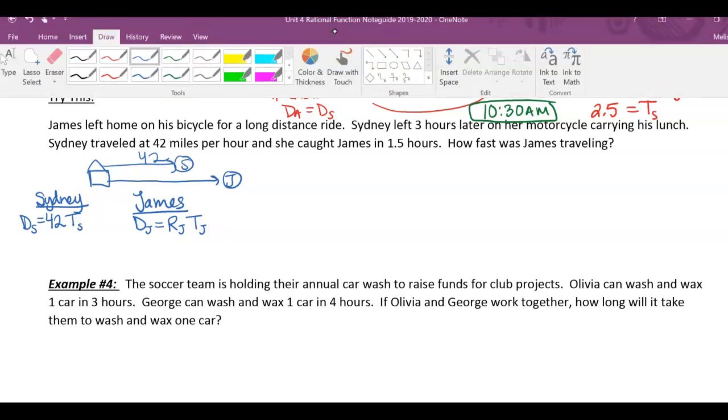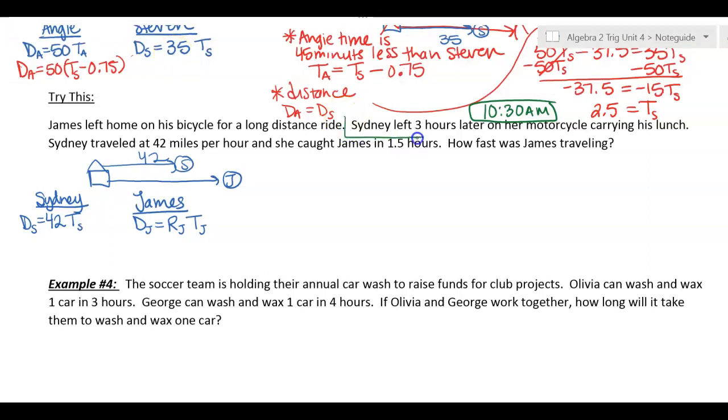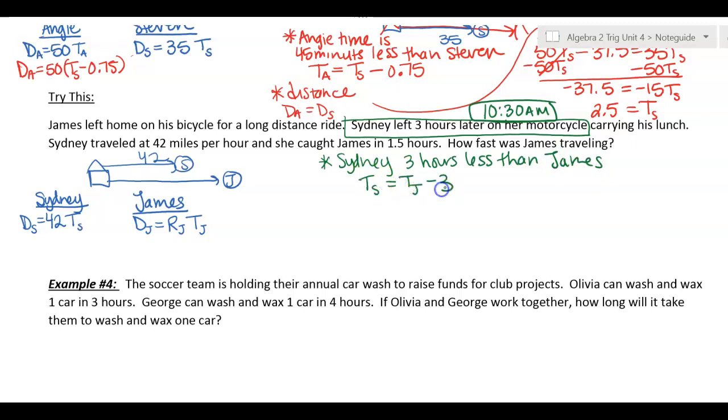So first, for time, I see in here that Sydney left 3 hours later on her motorcycle carrying his lunch. So Sydney is 3 hours on the road less than James. Okay. So Sydney's time is James's time minus 3 hours. She's driving at that rate less time. So I can change her equation slightly to replace her time with that expression. Okay, now they're a little bit closer.